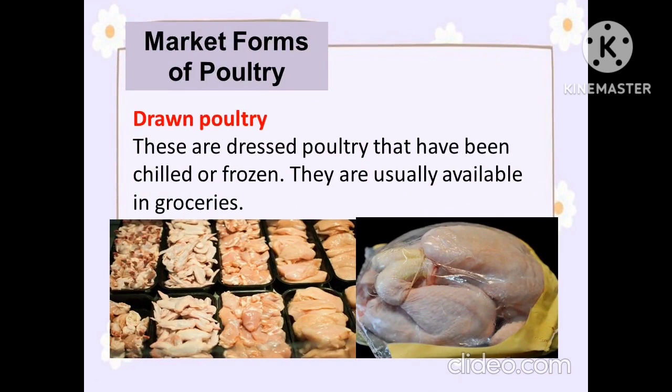The next one, we have drawn poultry. These are dressed poultry that have been chilled or frozen. They are usually available in groceries.